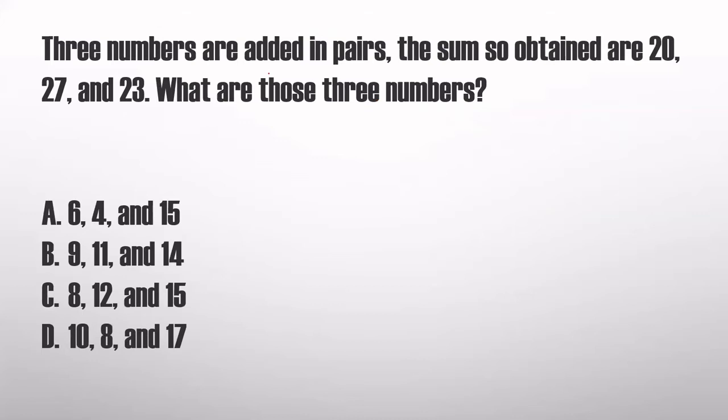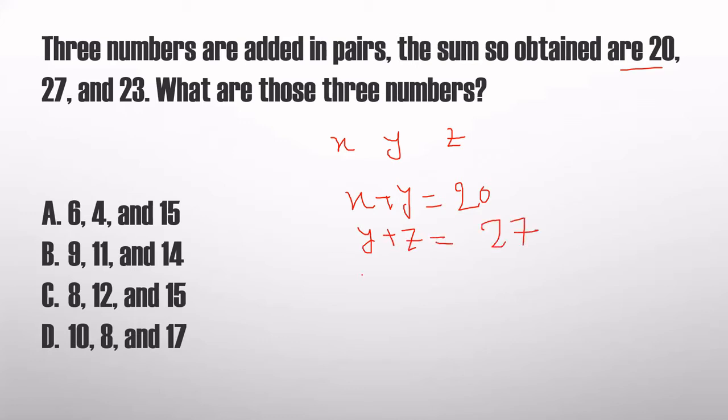Second question. Three numbers are added in pairs. The sums so obtained are 20, 27 and 23. So let's say three different numbers x, y, z. If x and y are added, it is 20. If y and z are added, it is 27. If x and z are added, it is 23. So what you need to do? You need to just solve these three equations.